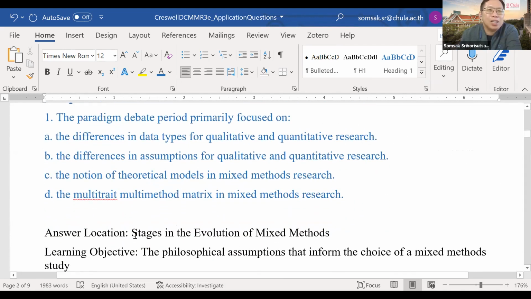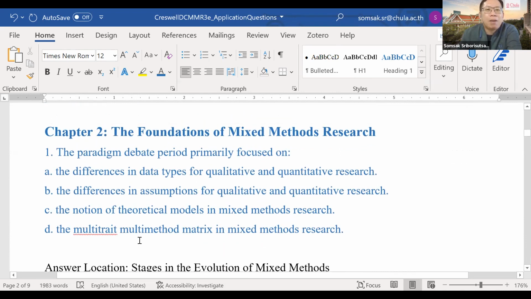Now, back to Vincent again. The paradigm debate period primarily focused on. I didn't teach you about the philosophy of mixed method research, right? But just have a good guess: paradigm means philosophy, the worldview about qualitative and quantitative research. Vincent, how about people like Creswell, the godfather of mixed method research? What do you think? They have a debate about the paradigm of what?